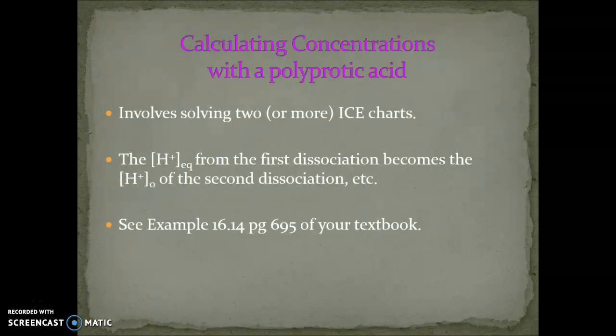So if you have to calculate the concentration with a polyprotic acid, technically it's going to involve 2 or more ICE charts. So the H+ at equilibrium from the first dissociation is going to be the initial starting concentration for the second dissociation, and so forth. There's a nice example in your textbook on page 695, example 614, that deals with calculating the H+ of a polyprotic acid.